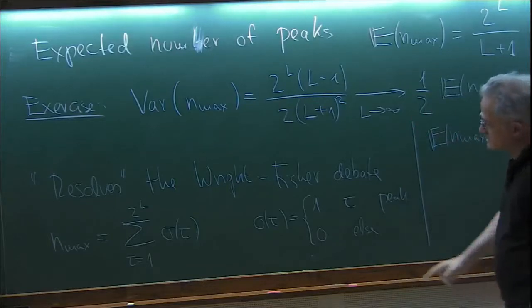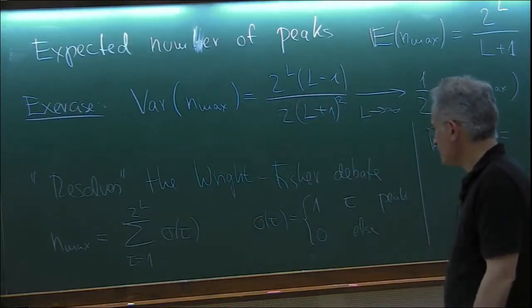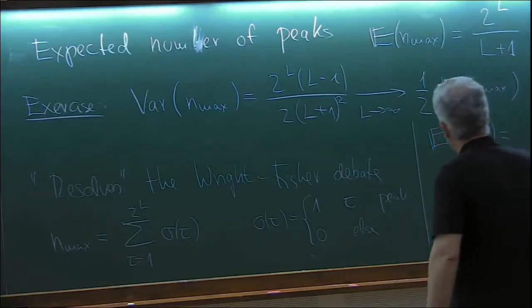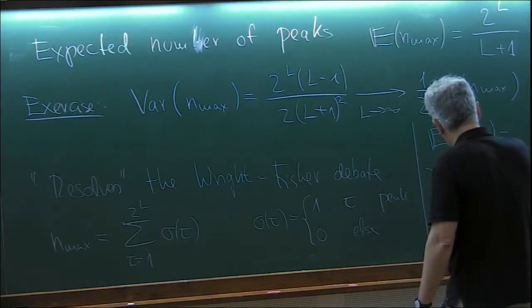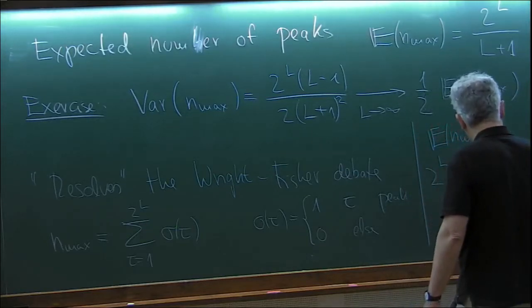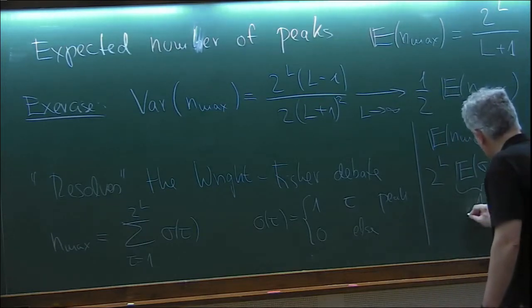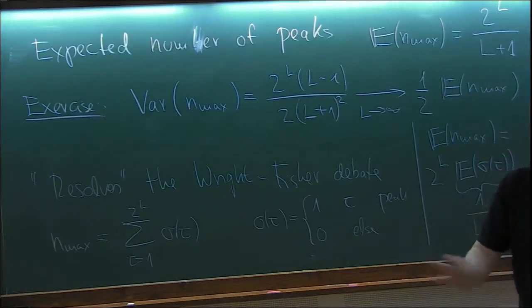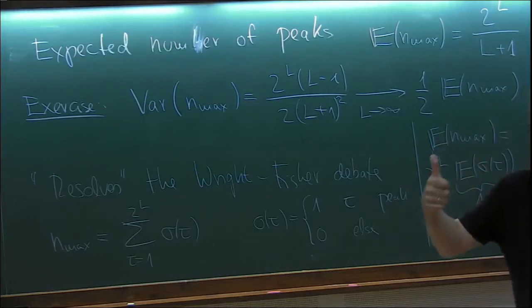Right? These all have the same distribution, so whatever this is, it will be the number of terms times the expectation of sigma of tau. And what my computation has shown is that this expectation is 1 over L plus 1. So this has nothing to do with whether these things are correlated or not; it's only a property of the first moment.